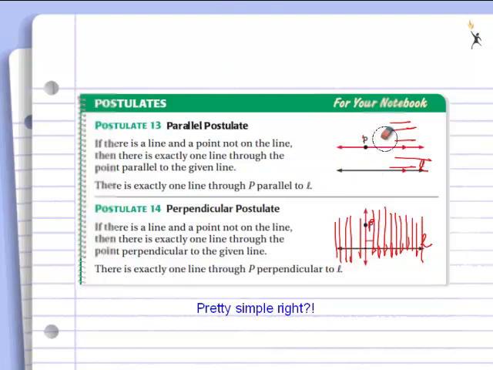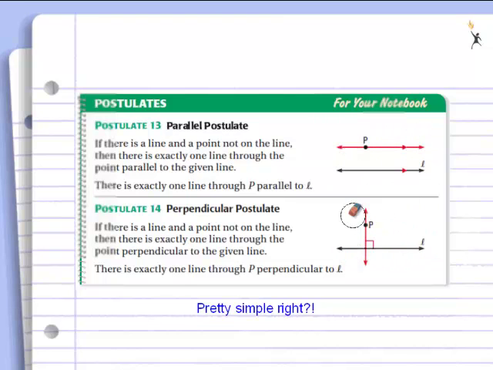Not a real tough concept. Either of these. But it is important that you understand through any one point there's a given line, and it can be either parallel or perpendicular to a line that you've already established. Just understand that.